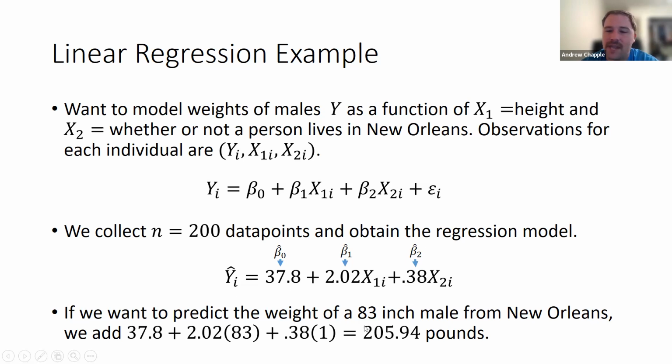If I want to predict the weight of an 83-inch male from New Orleans, I just multiply each thing together. I plug in 83 for x1. I plug in a 1 for x2 because they're from New Orleans. So their predicted pounds is 37.8 plus 202 times 83 plus 0.38 times 1. That's 205.94 pounds. Now I can test hypotheses about each of these things specifically.